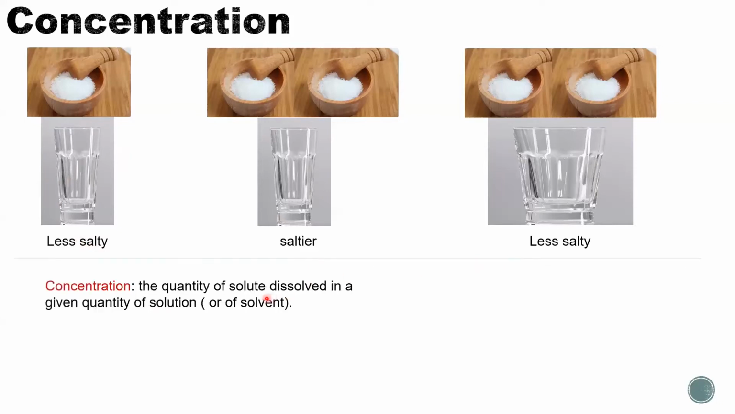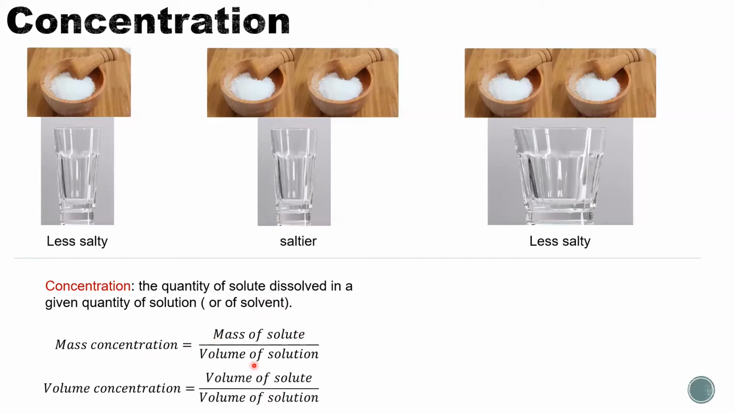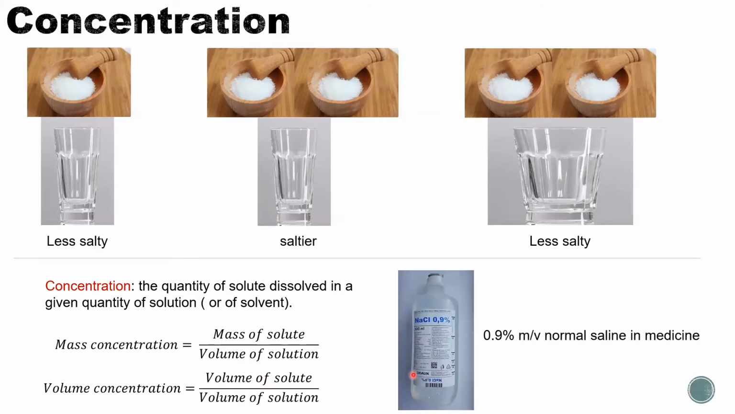Concentration means the amount of solute dissolved in a given quantity of solution or of solvent. So sometimes we can have mass concentration, that means mass of the solute divided by the volume of solution. Sometimes we have volume concentration, that refers to the volume of solute divided by the volume of solution. For example, in medicine, we have 0.9% sodium chloride solution. That's the normal saline solution in medicine. That 0.9% is a mass percent.